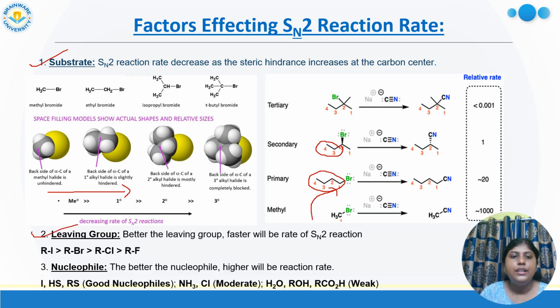Then second point, leaving group. Better the leaving group, faster will be the rate of SN2 reaction, like SN1 reaction. Third point, nucleophile. Better the nucleophile, higher will be the reaction rate. Suppose HS minus, RS minus, these are good nucleophiles. Then ammonia, chloride, these are moderate, and water, ROH, that means alcohol, carboxylic acid, they are weak nucleophiles.